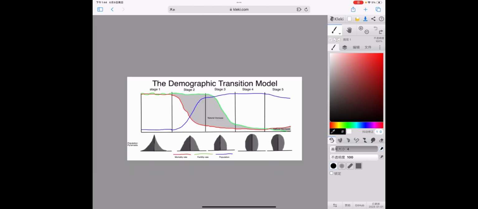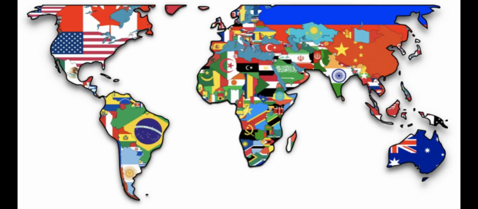It is important to note, however, that the demographic transition model is not perfect, as it is only accounting for natural increase, but does not account for things like immigration, which is why countries like the US can still have a growing population. And we're done for this video.